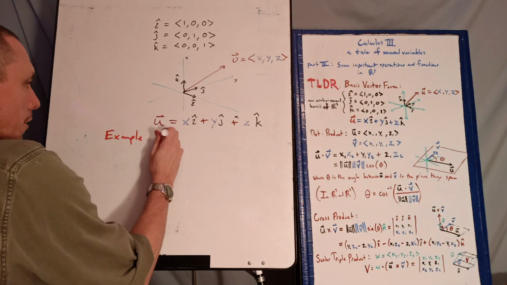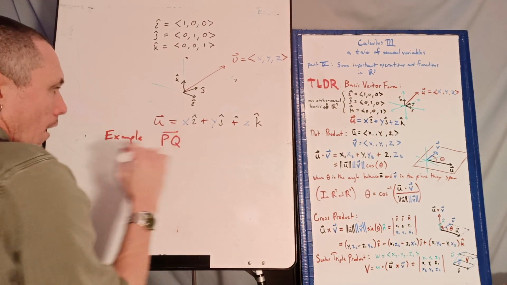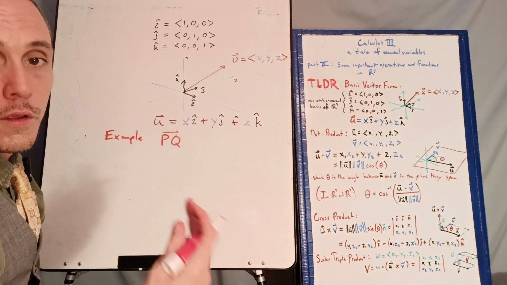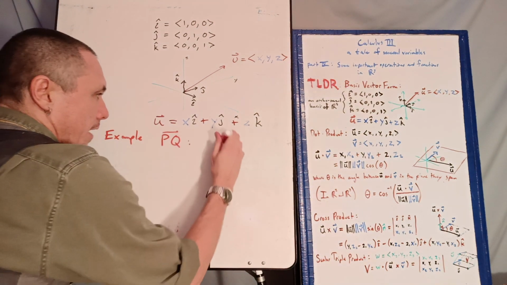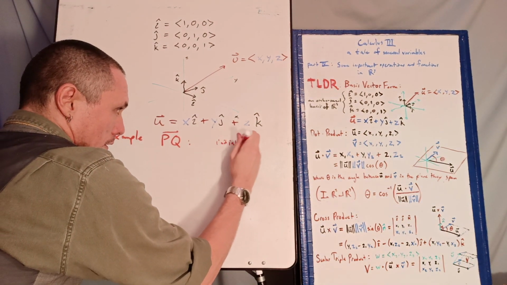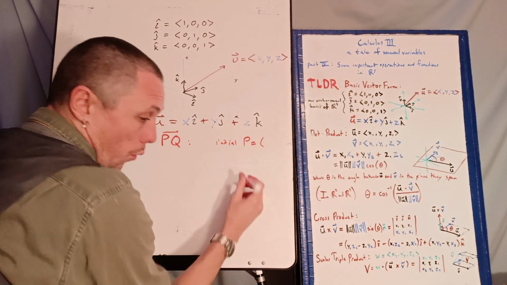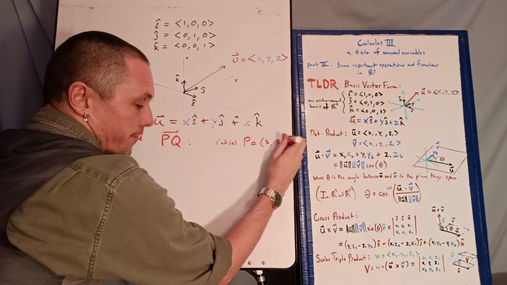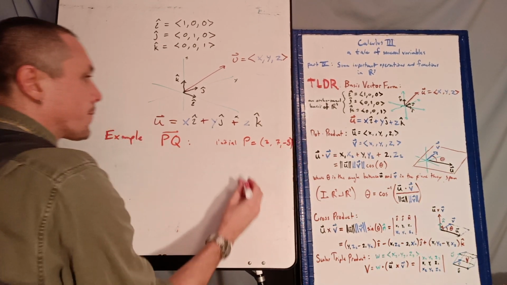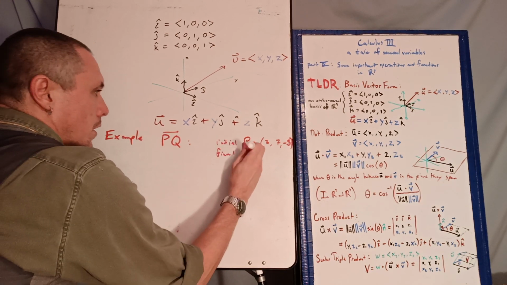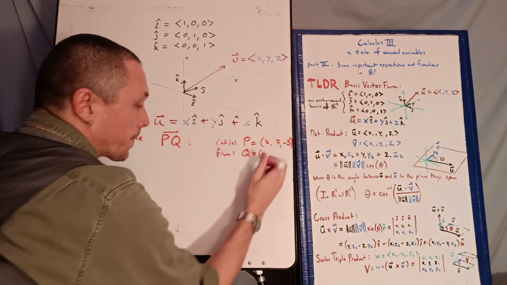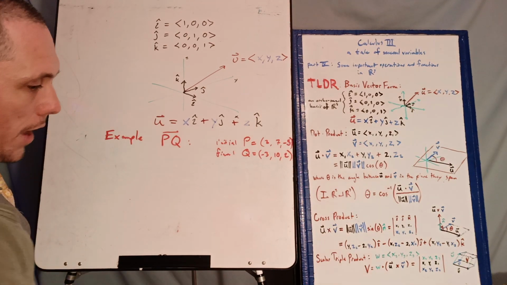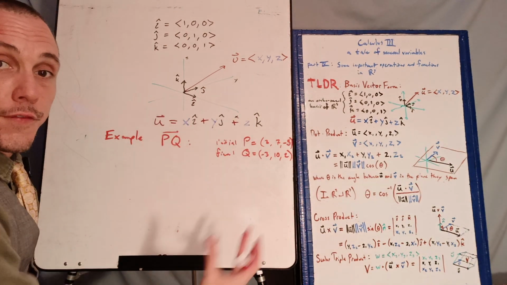So let's define a vector PQ using the initial and terminal point version of a vector, right? So we say it has initial point P equal to the coordinate, notice the parentheses, not the angular brackets. Let's say 3, 7, and negative 5. Let's say it has a final point Q that's at -3, 10, and 2.